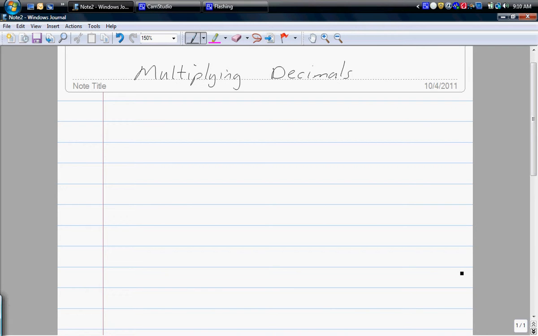Multiplying decimals really is no different from multiplying whole numbers. So if you can multiply whole numbers, you can multiply decimals. Let me show you how it works.